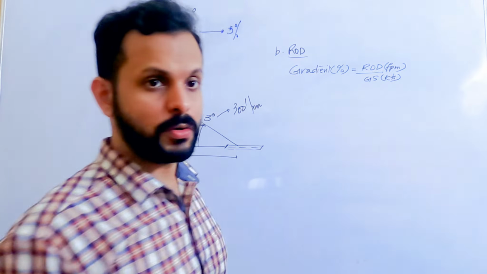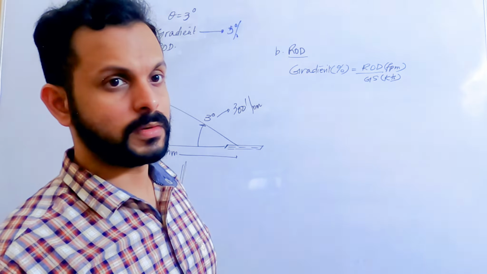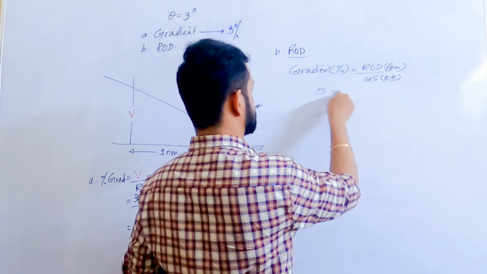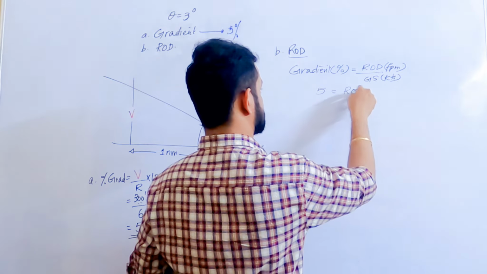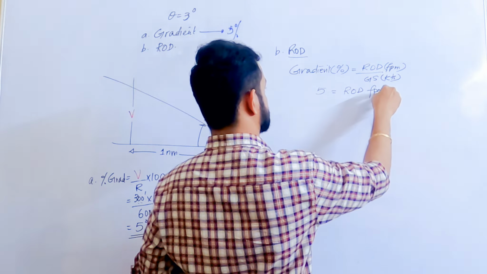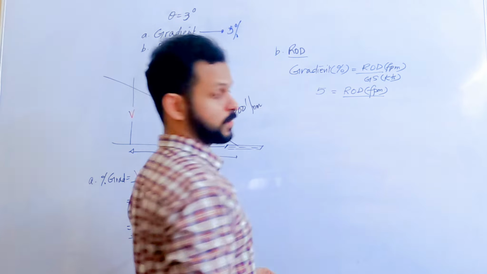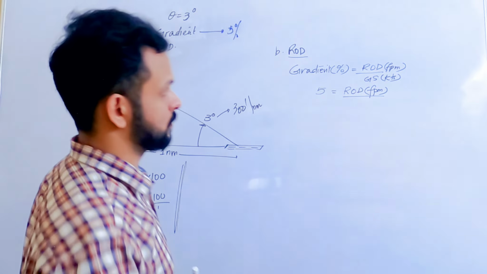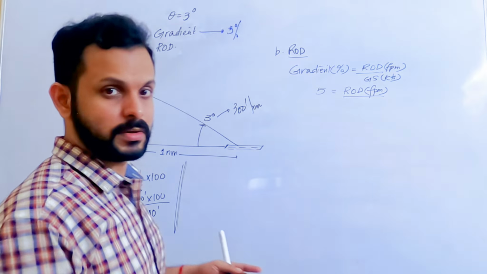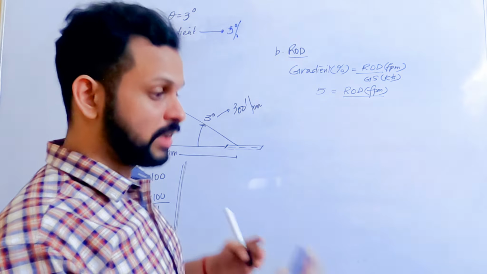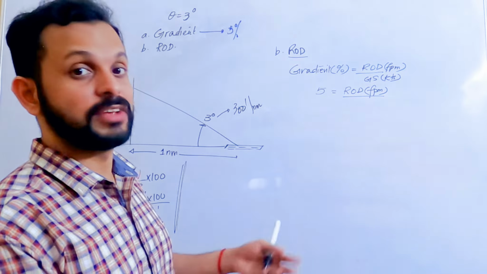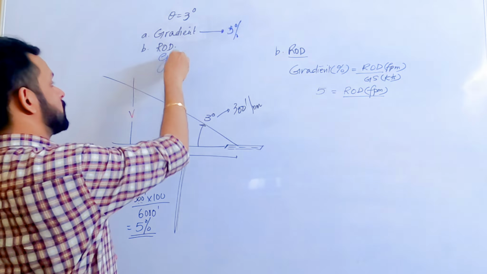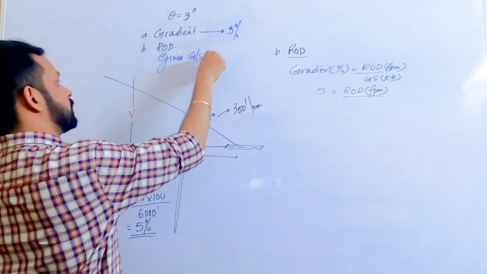So here we have the gradient of 5%, and the ROD we have to calculate, but we don't have the ground speed. Which means in the question you have to have ground speed information because it is ground speed dependent. The rate of descent will change with your ground speed. That is why it changes with winds. So here, let's add that the ground speed is 120 knots.